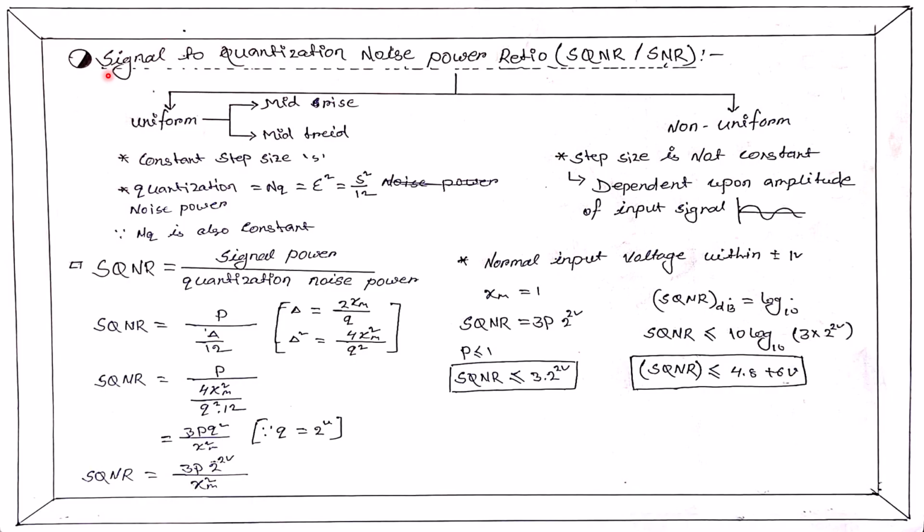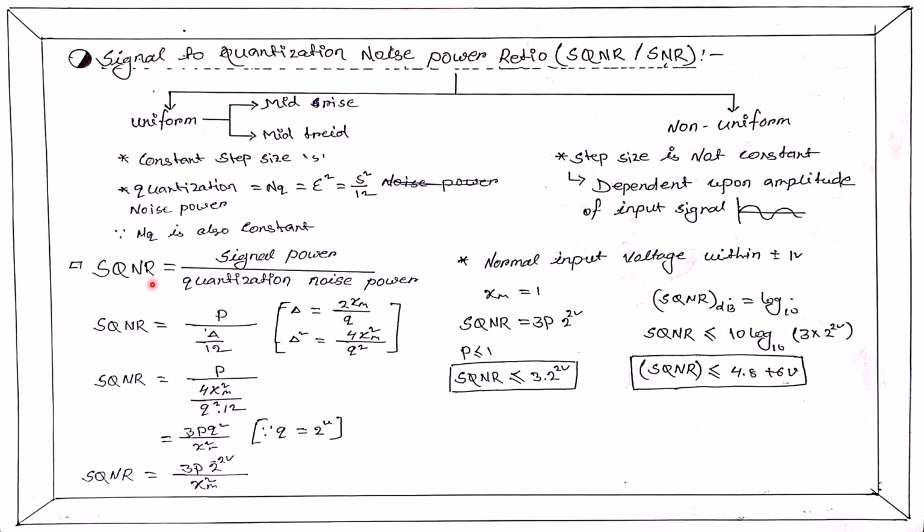Next, signal to quantization noise power ratio, SQNR or SNR. This is divided into two types, uniform and non-uniform. Uniform is further divided into mid-rise and mid-tread. The difference between uniform and non-uniform is that in uniform the step size is constant, while in non-uniform the step size is not constant and depends on the amplitude of the input signal.